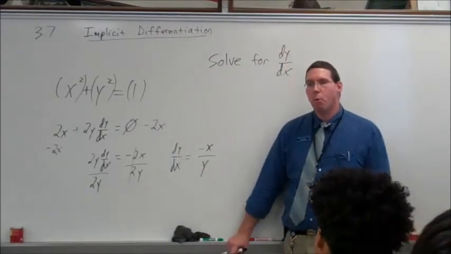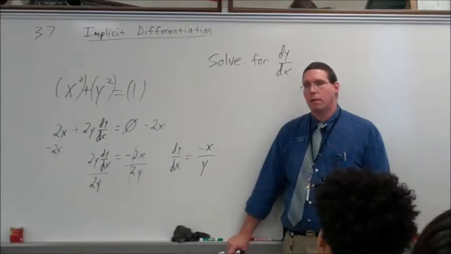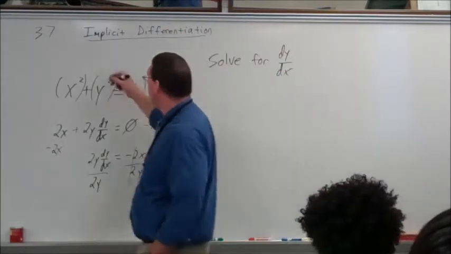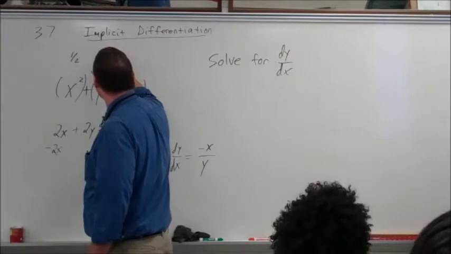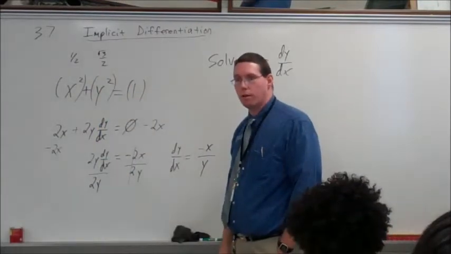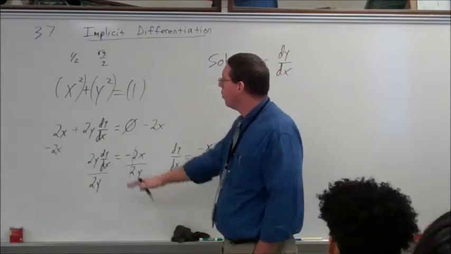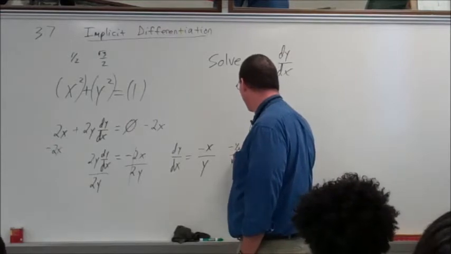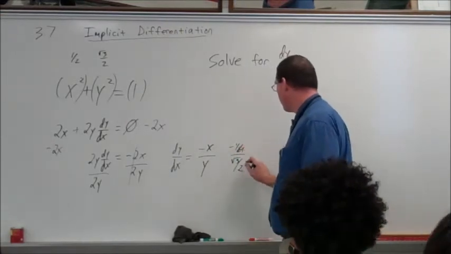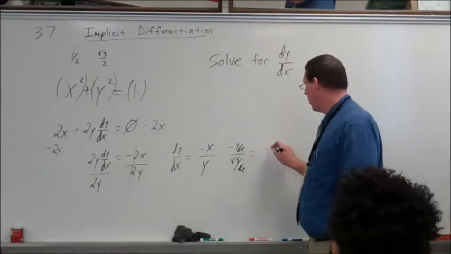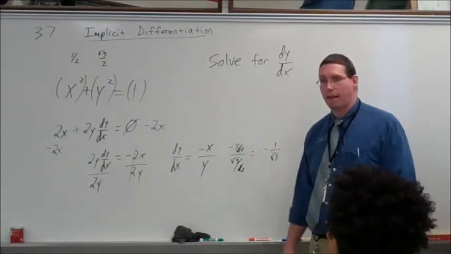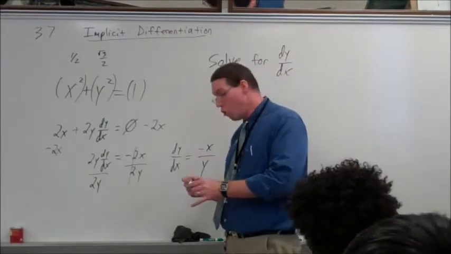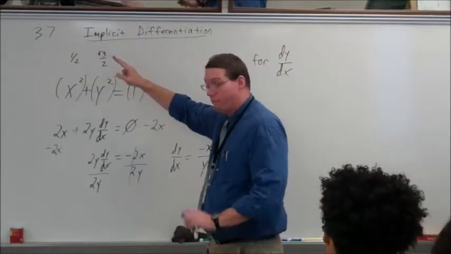So now you give me a point. Well, on this particular function, one point, for example, would be 1/2, square root of 3 over 2, because it's a unit circle. So if you take the point 1/2, square root of 3 over 2, then it would be negative 1/2 divided by the square root of 3 over 2. We can cancel the 2's, and we have negative 1 over square root of 3. That's the slope at that point. It's a downward slope. This is the way you find the slope of implicitly defined functions.